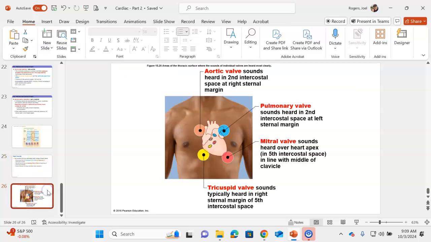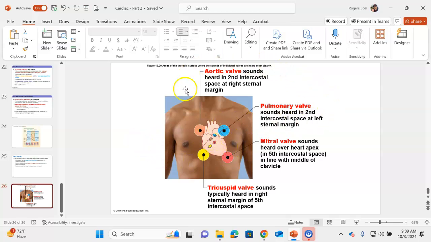And then the last slide here that I need to address is really setting up one of our labs. In one of our labs, we're going to do manual blood pressures, upper and lower extremity pulse checks, and we're going to listen for heart sounds. And this particular slide simply shows you where to put your stethoscope to listen for the sounds coming from all four valves.